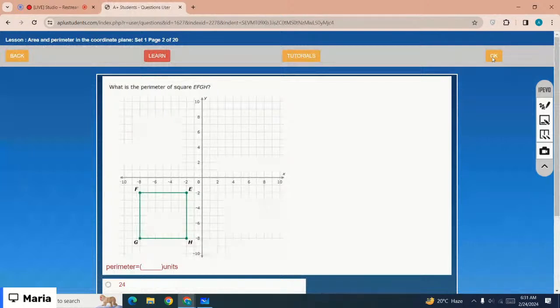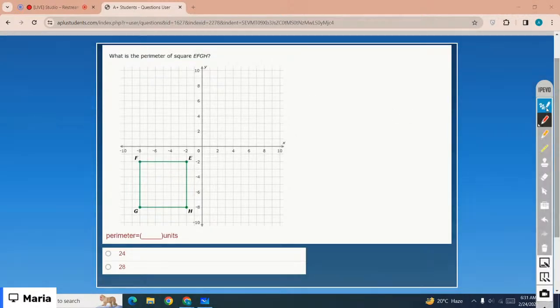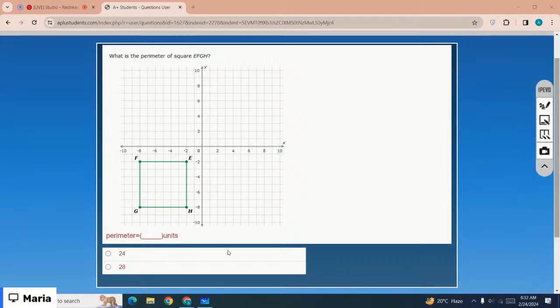What is the perimeter of the square EFGH? So which is the correct option? You have to see the side lengths, right? Okay, this one is 1, 2, 3, 4, 5, 6, and this one is 1, 2, 3, 4, 5, 6. For the perimeter, you need to add up all the side lengths, right? So each side length is 6. 6 plus 6 plus 6 plus 6 equals 24 units. The correct option is 24. The perimeter equals 24 units. Option number 1 is the correct option.